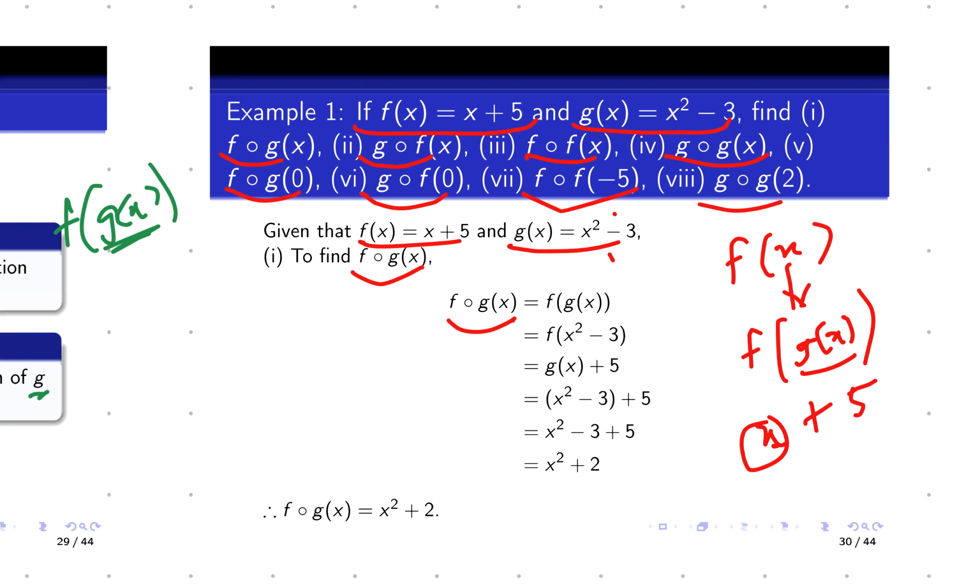So you have x squared minus 3 plus 5. G takes the place of x. That's why you have x squared minus 3 plus 5. If you expand that, that is x squared plus 2. So if you put g into this function, the f composed with g of x is actually x squared plus 2. That's putting the two functions together.